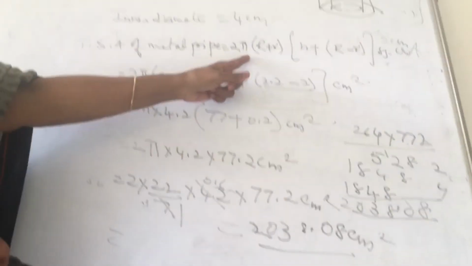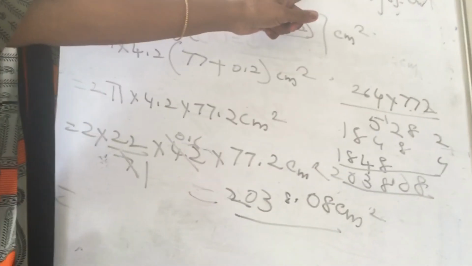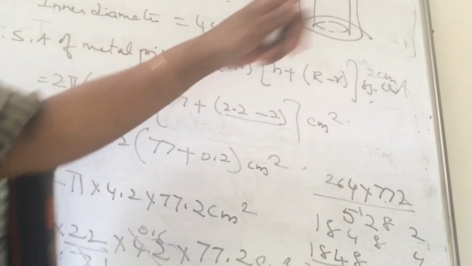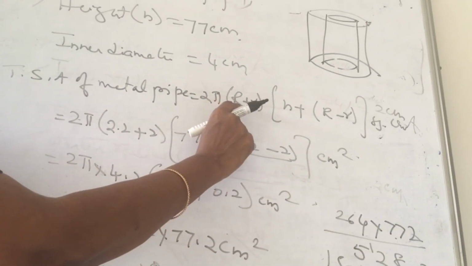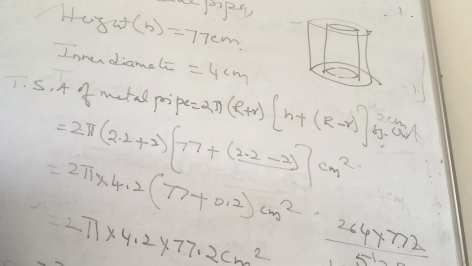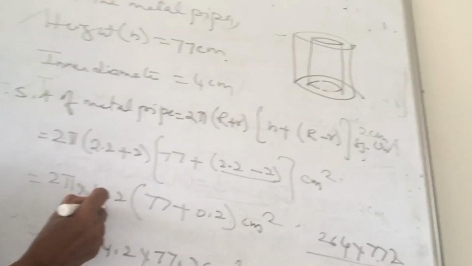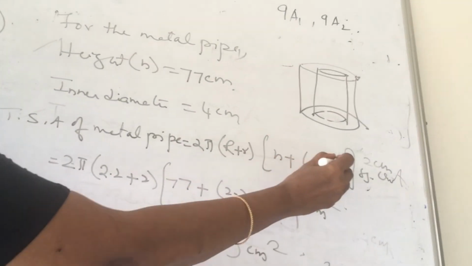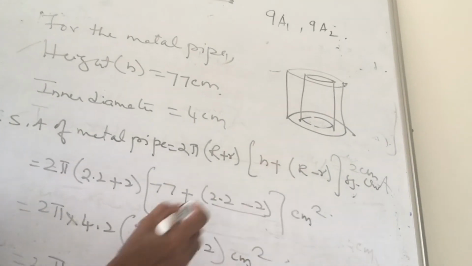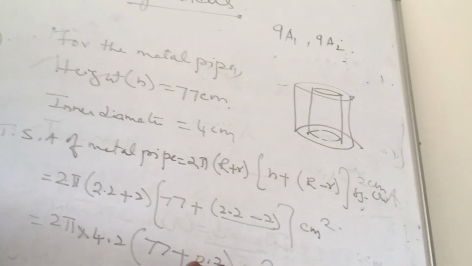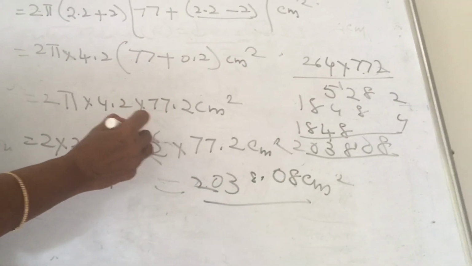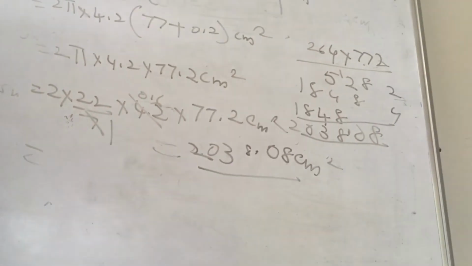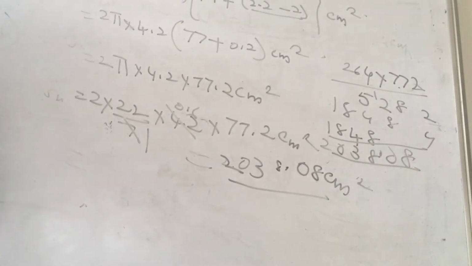TSA of the metal pipe, 2 pi into capital R plus small r into H plus capital R minus small r square units. First evaluate, children. Capital R plus small r, 2.2 plus 2, 4.2. Capital R minus small r, 2.2 minus 2, 77 plus 0.2, 77.2. Go for cancellation, 0.6 and multiply. This is the TSA of the metal pipe.